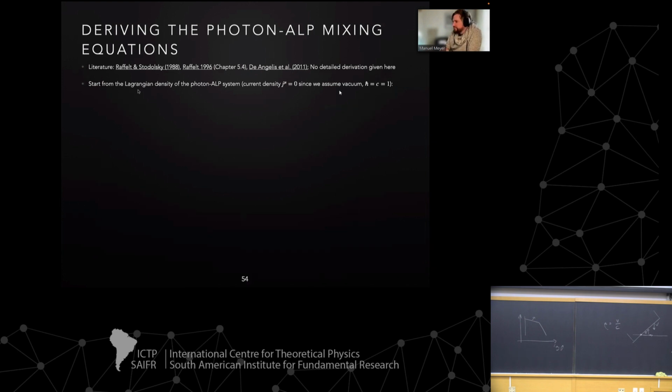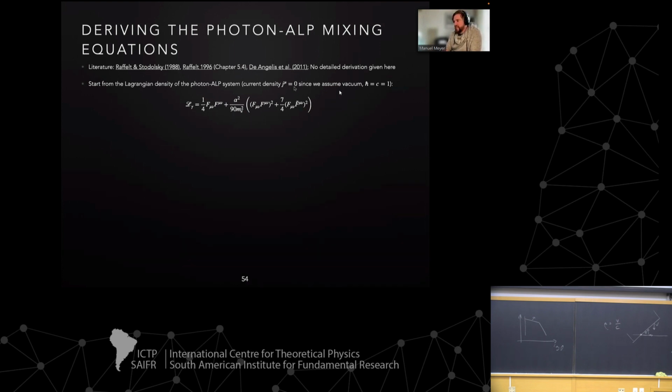So we start, typical for particle physics, with the Lagrangian density of the photon-ALP system. We take current density to be 0 since we assume vacuum, and we take natural units, so h bar equals c equals 1. Okay, so first off, we want to describe the photons. So this is the kinetic term for the photons. This is the electromagnetic field tensor. I have it in the backup slides for those of you who don't remember it.